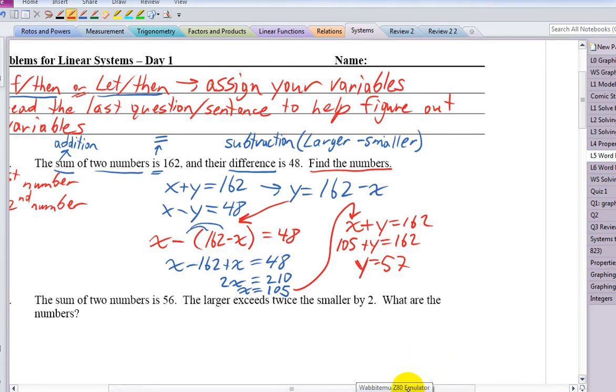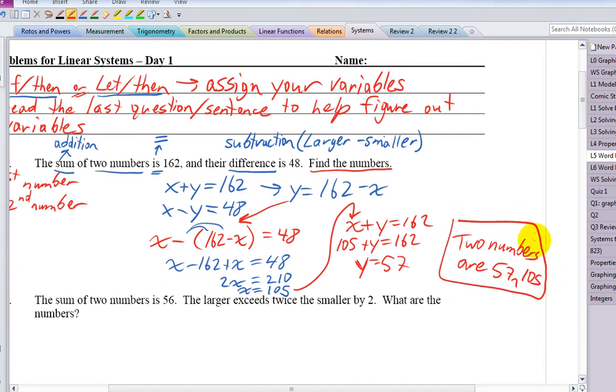So let's put our answer in a little box or make a little sentence. The two numbers are 57 and 105. So now we're not really writing points, but we're using the system's idea to help us find the answers to a problem. Okay?